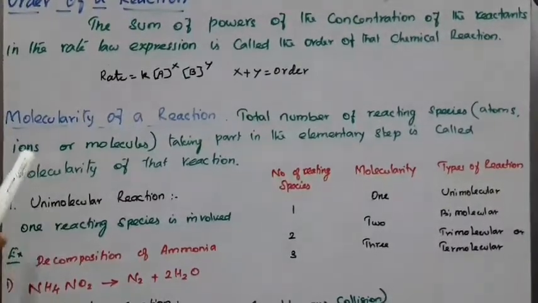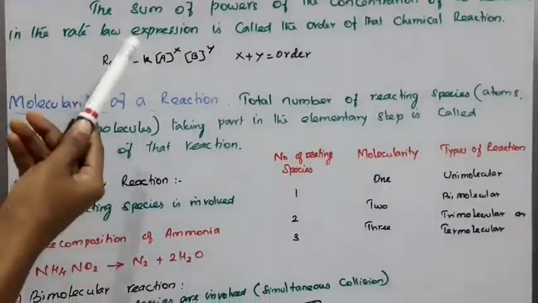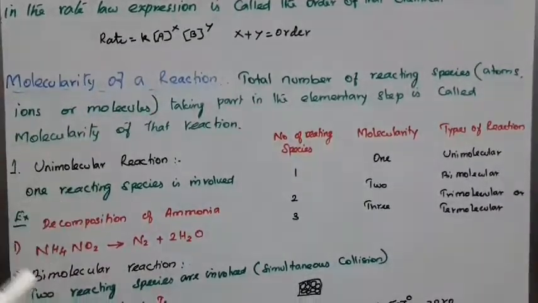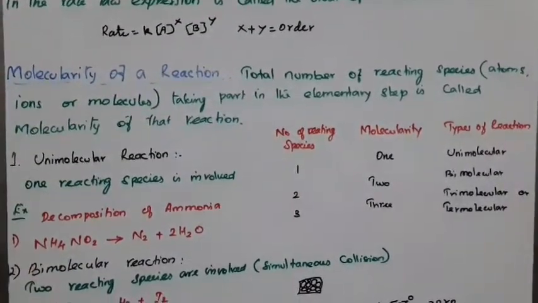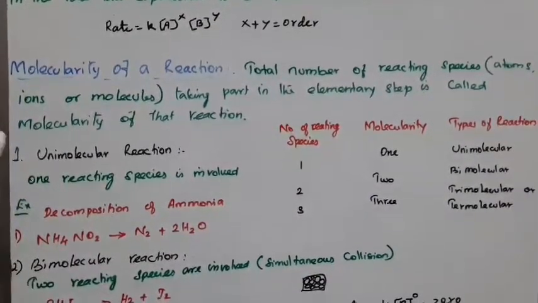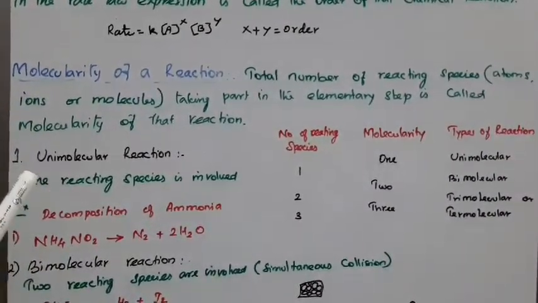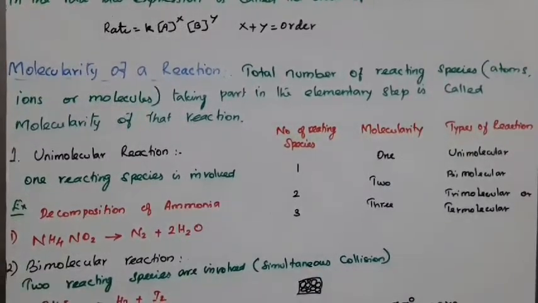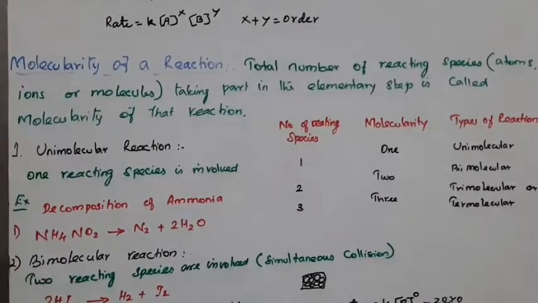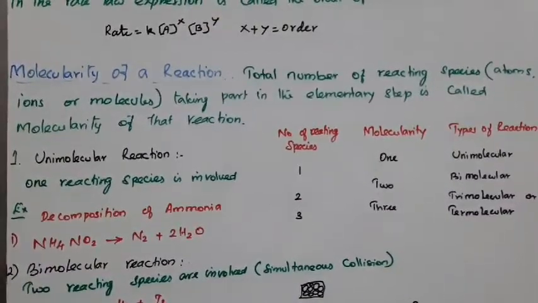The order of a reaction can be fractional, zero order, first order, second order. But the molecularity of a reaction is a whole number: 1, 2, 3. The order of reaction can be zero, but the molecularity of a reaction cannot be zero or fractional. So these are the three key points you have to remember for the difference between order and molecularity. Two more questions, that's all.